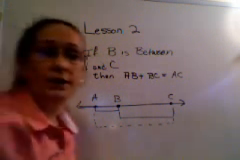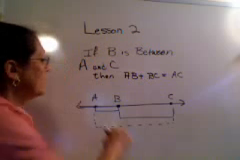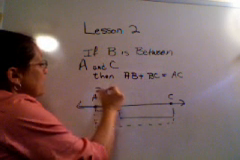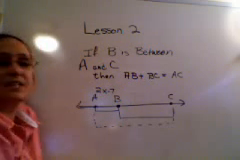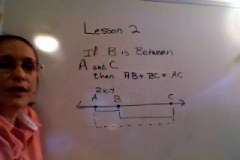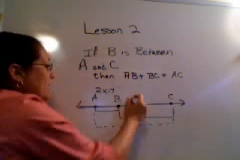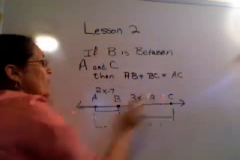Now let's see how we can mix a little algebra in with this. Let's say that the distance between AB is 2x minus 7. That's the distance. Doesn't matter that we don't know what x is. And let's say that the distance between B and C is 3x plus 9.